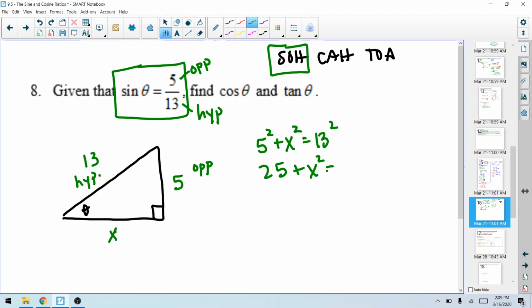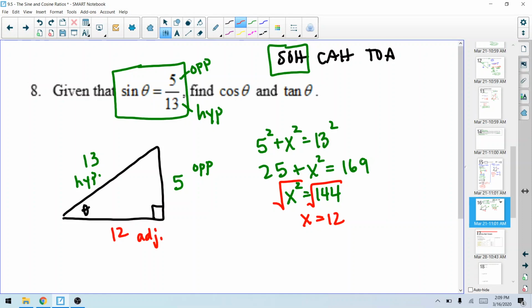equals 169. Take 169 minus 25. X squared equals 144. Take the square root. X is 12. Come back to your picture. 12. And then I'm going to label that adjacent. Okay. We have to find the cosine of theta and the tangent of theta.